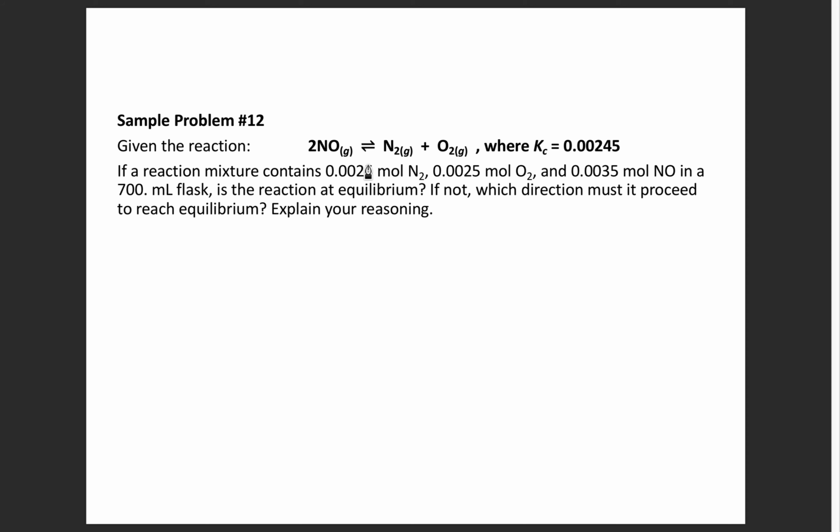So here's our balanced equation. Here's our K value that they gave us. If a reaction mixture contains 0.0025 moles of nitrogen, 0.0025 moles of oxygen, and 0.0035 moles of nitrogen monoxide in a 700 milliliter flask, is the reaction at equilibrium? And if not, which direction must it proceed to reach equilibrium, and explain your reasoning?